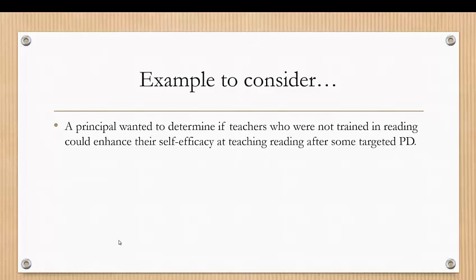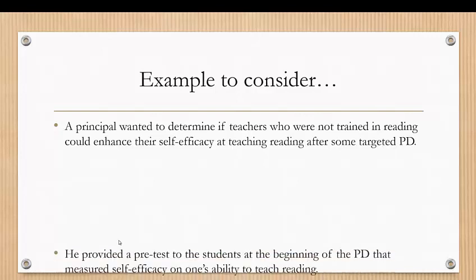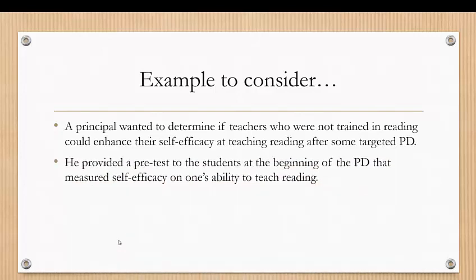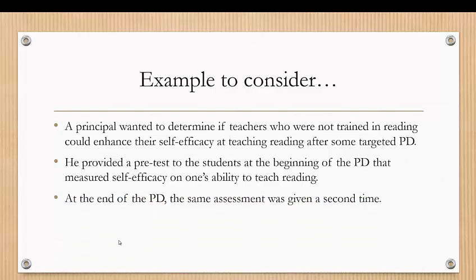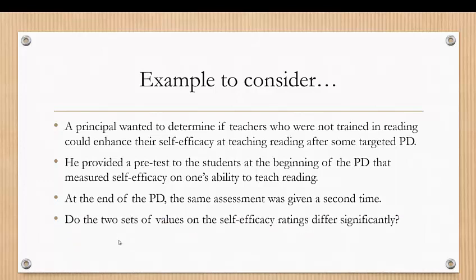In our first example, we have a principal who wants to determine if teachers who are not trained in reading could enhance their self-efficacy at teaching reading after some targeted professional development. He provided a pretest to the students at the beginning of the PD that measured self-efficacy on one's ability to teach reading. I should say to the teachers, not the students. The principal then at the end of the PD gave the same assessment a second time. Do the two sets of values on self-efficacy ratings differ significantly?